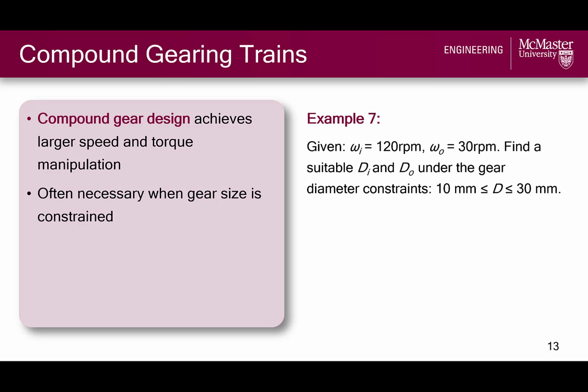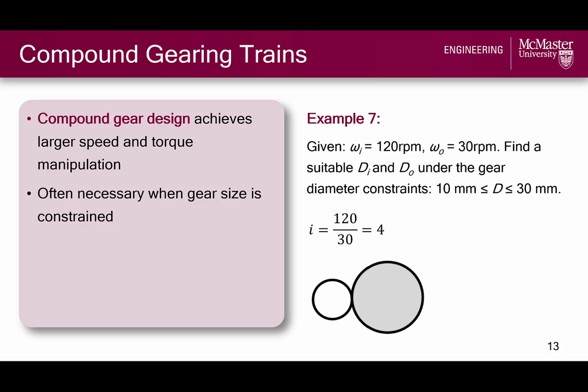For instance, consider the example where we want to transform an input speed of 120 RPM to an output speed of 30 RPM under the constraint that all gear diameters must be between 10 and 30 millimeters. We won't consider direction here, just the speed. This gives us a gear ratio of 120 over 30, which is equal to 4. We could try to design a simple gear set with this gear ratio, meaning the ratio of our 2 gear diameters would be equal to 4.